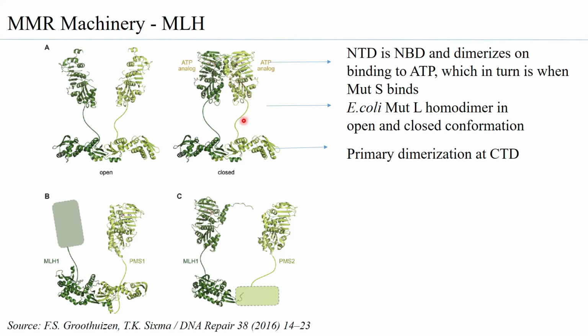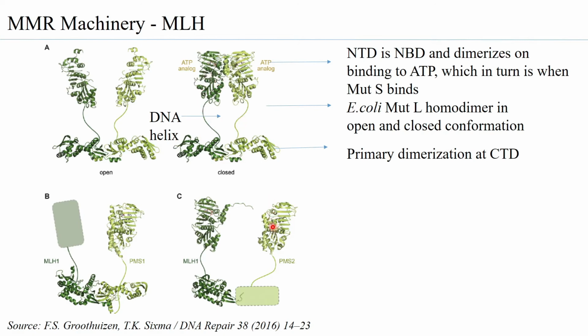And when it gets closed, you can see that a groove is formed that allows it to bind to the DNA helix. You have this groove or gap between the N-terminal domain and the C-terminal domain. The N-terminal domain is linked to the C-terminal domain through linkers, and at the center you have a groove that allows the double-stranded DNA to pass through. So effectively, what we understand is that MutL is wound around the double-stranded DNA.